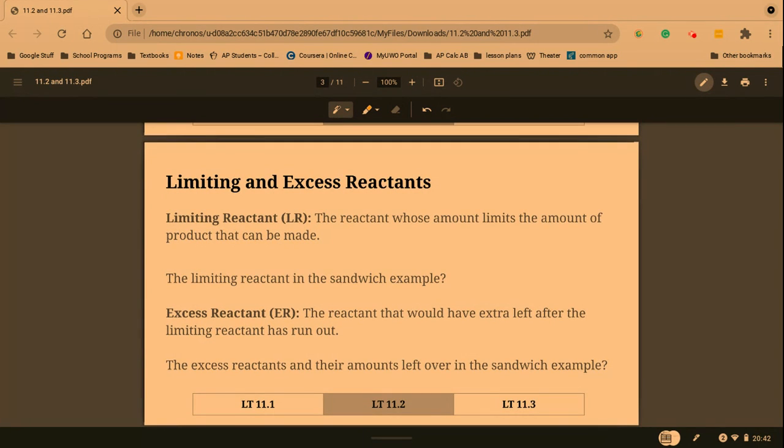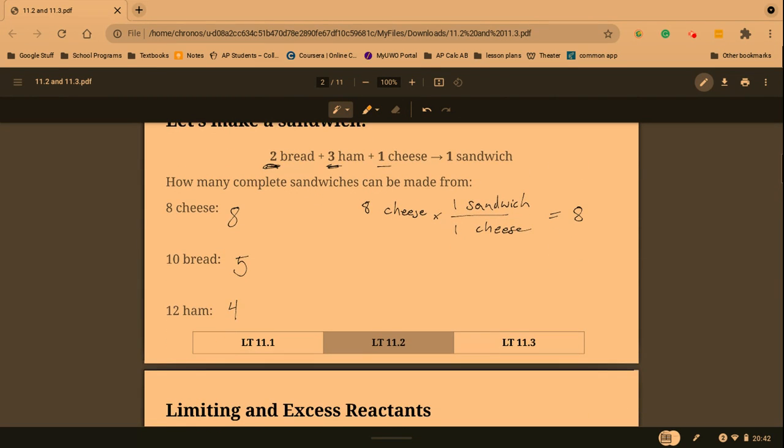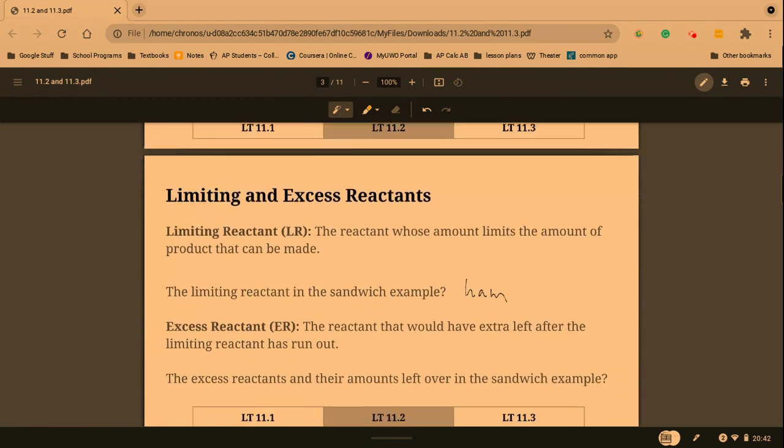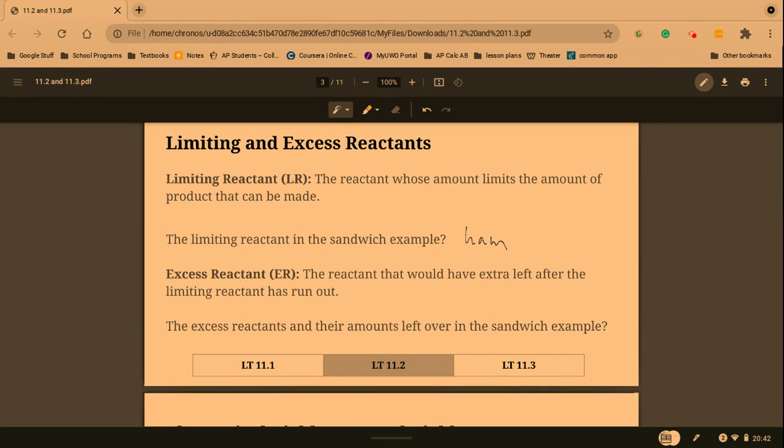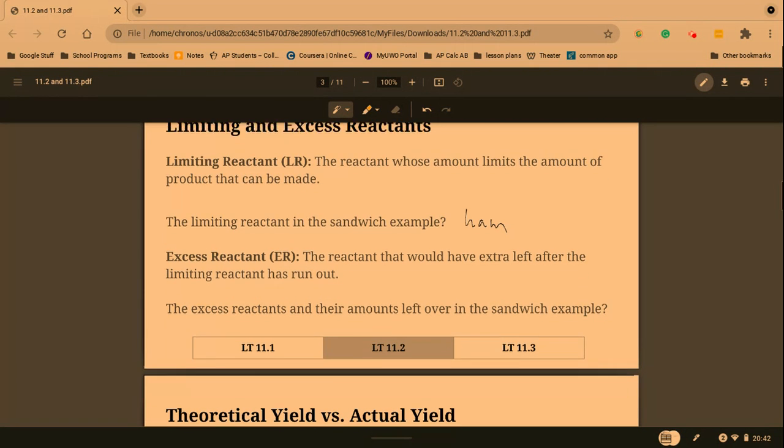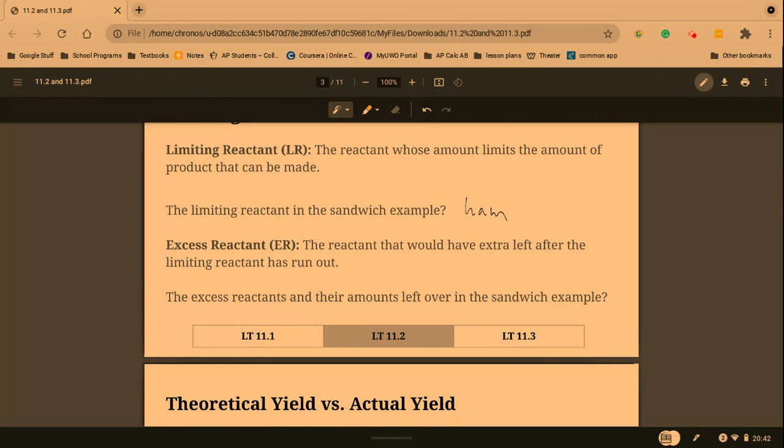So the limiting reactant is the reactant that essentially gives us the least product. And so in the sandwich example, that's the ham, because it gave us the 4 as opposed to the 5 or the 8. Then the excess reactant is whatever is left over of the other reactants after that limiting reactant's used up. And so in this example, it would be 2 bread and 4 cheese.